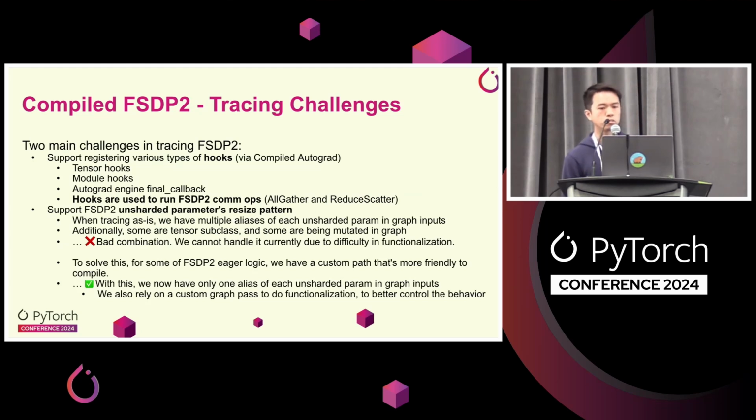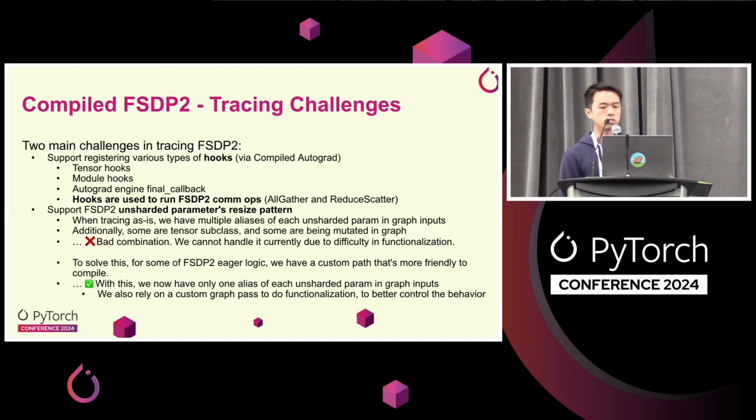So let's go into how we trace FSDP2. There are two main challenges in tracing FSDP2. One is how we can support the various types of hooks used in eager FSDP2. The hooks are used to run the FSDP2 communication ops at the right time. Those include tensor backward hooks, module hooks, and the Autograd engine forward final callback hooks. Luckily, we have Compiled Autograd, so we can support all of that with Compiled Autograd.